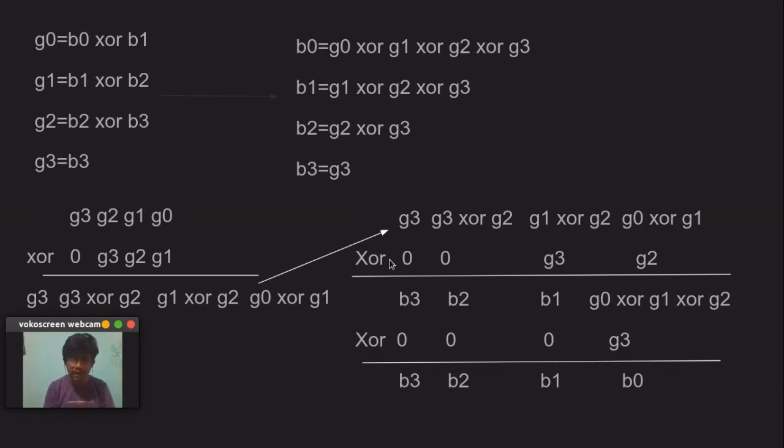Now again shifting this number right by 1 bit we get 0 0 0 G3, and taking the XOR with the resultant number we get B3 XOR 0, which is B3, B2 XOR 0, which is B2, B1 XOR 0, which is B1, and G0 XOR G1 XOR G2 XOR G3, which is B0.